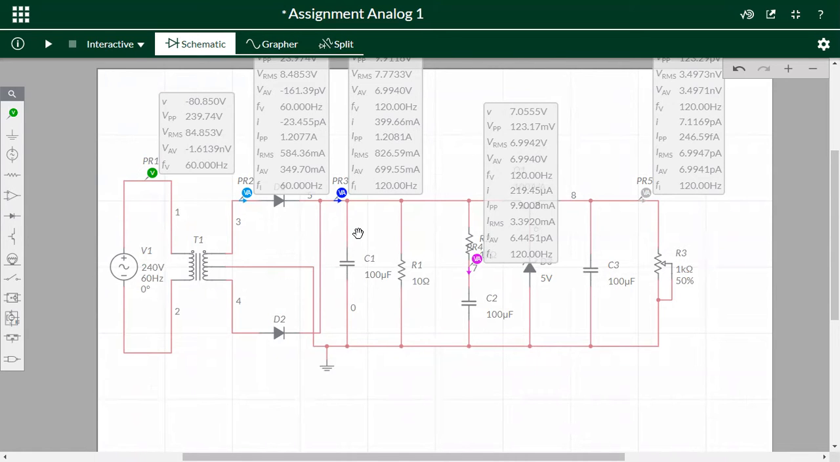The working of this rectifier is almost the same as a half-wave rectifier. The only dissimilarity is that a half-wave rectifier has only one half cycle, positive or negative, whereas a full-wave rectifier has two cycles, positive and negative.